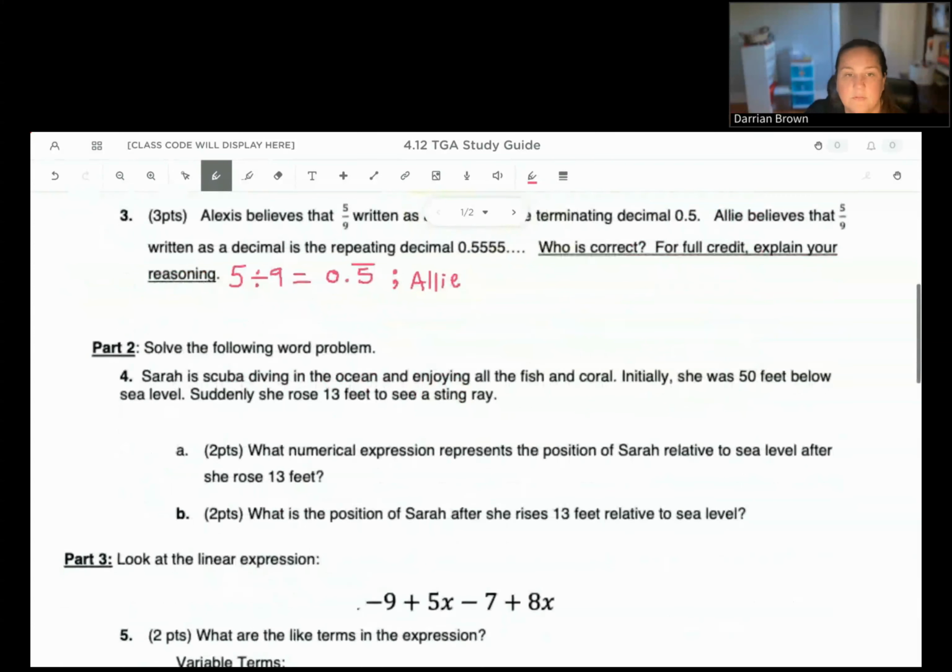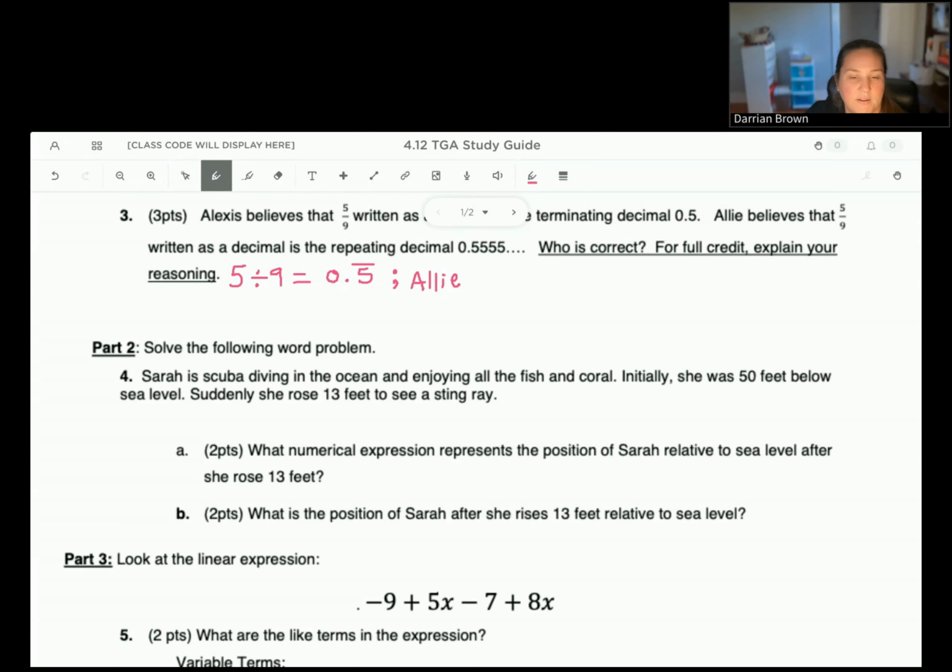Scrolling down, we have number 4. It says Sarah is scuba diving in the ocean and enjoying all the fish and coral. Initially, she was 50 feet below sea level. Suddenly, she rose 13 feet to see a stingray. Part A says, what numerical expression represents the position of Sarah relative to sea level after she rose 13 feet?